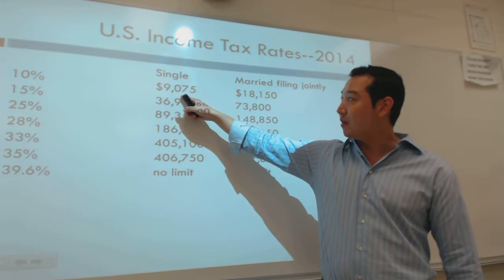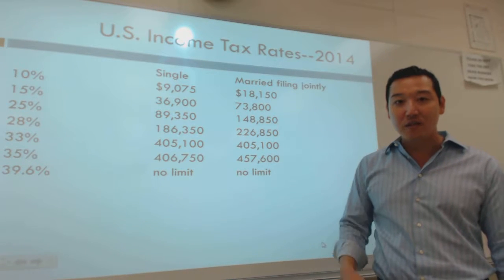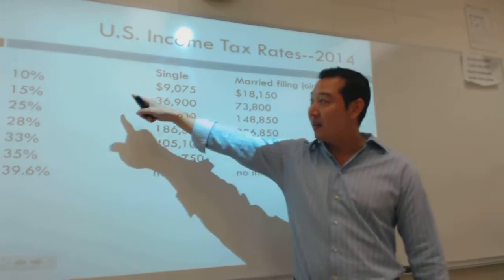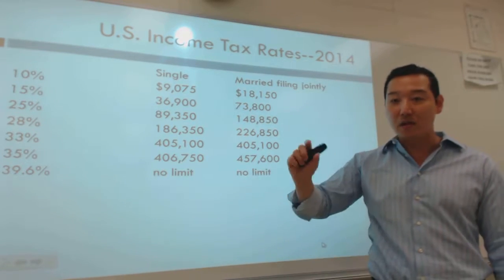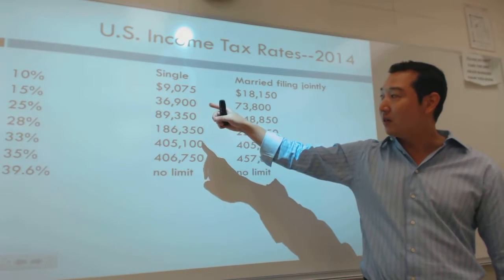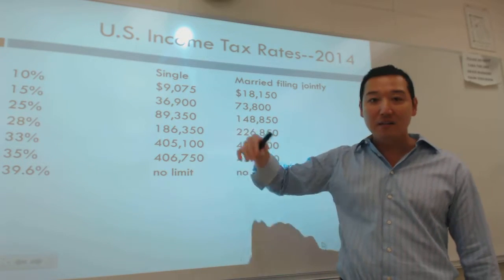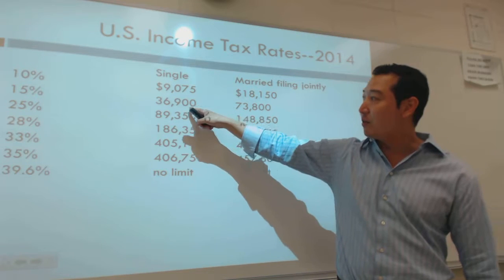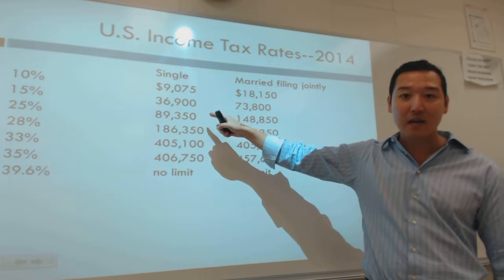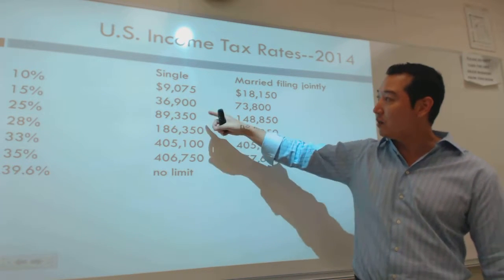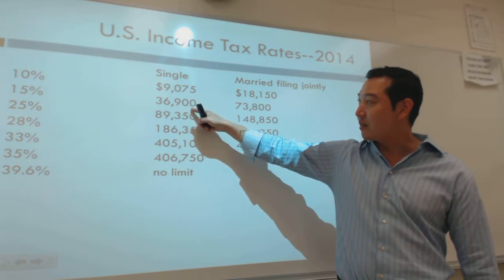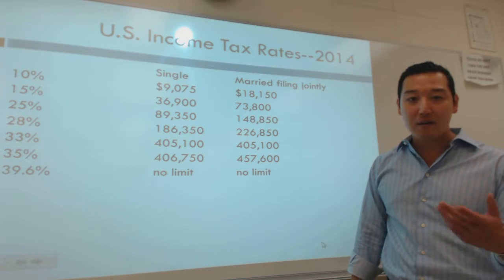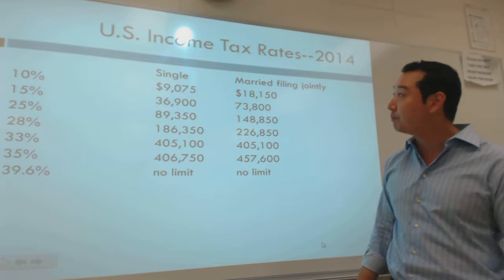On taxable income of $9,076, you're going to get taxed at 15%, right? So we see a shift in the tax rate. On taxable income of $9,077, you're going to get taxed at 15%, all the way up to the next bend point, right, of $36,900 of taxable income, at which point, on $36,901, you're going to get taxed at 25%. That's essentially how our tax brackets are set up.